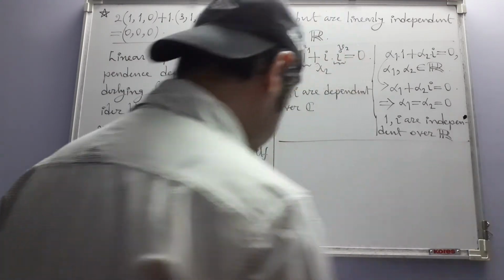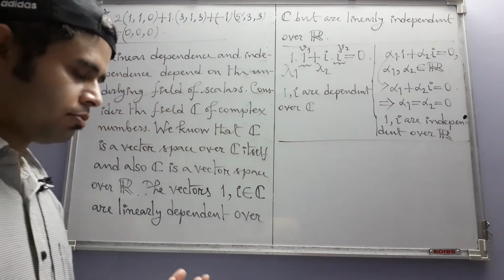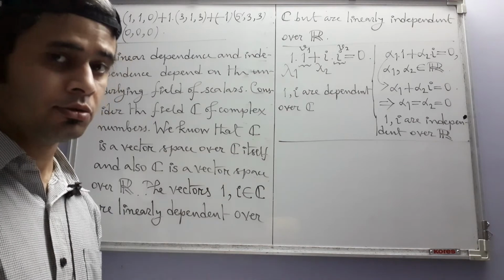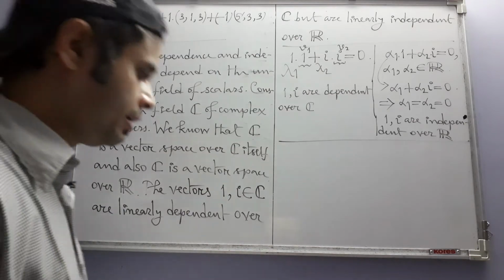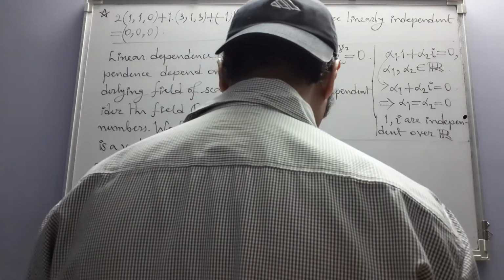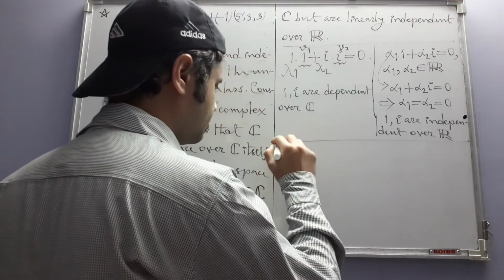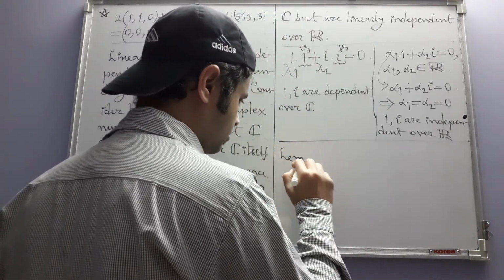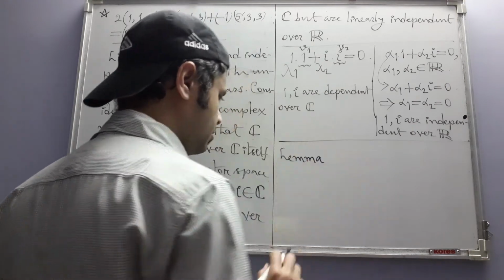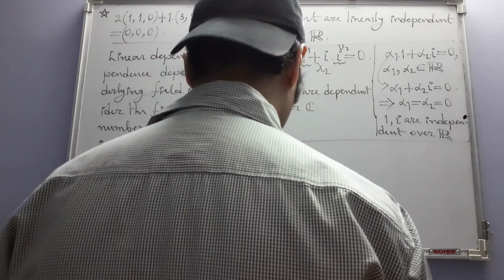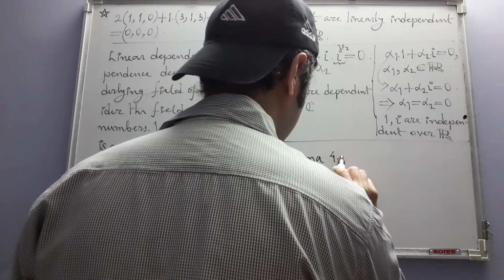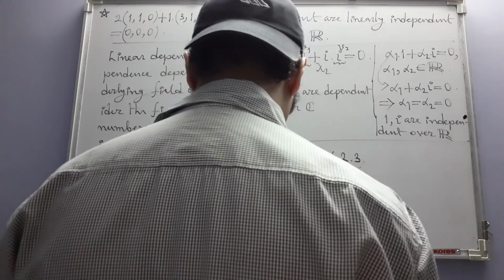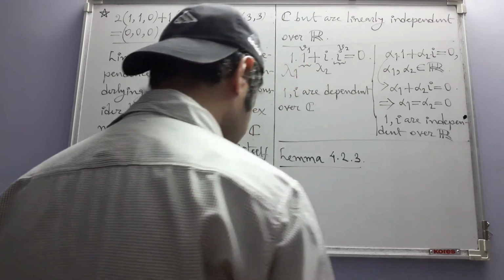Okay, now what are these notions of linear dependence and independence good for? Why have we defined them? So we will now see what they lead us to. We start with this somewhat elementary but very important Lemma 4.3.